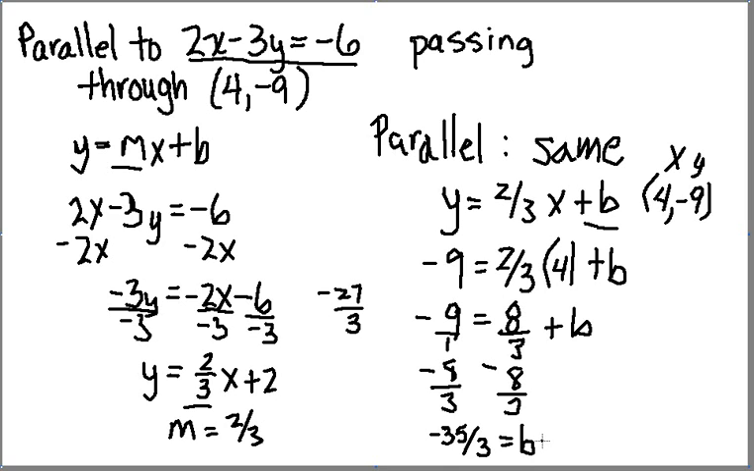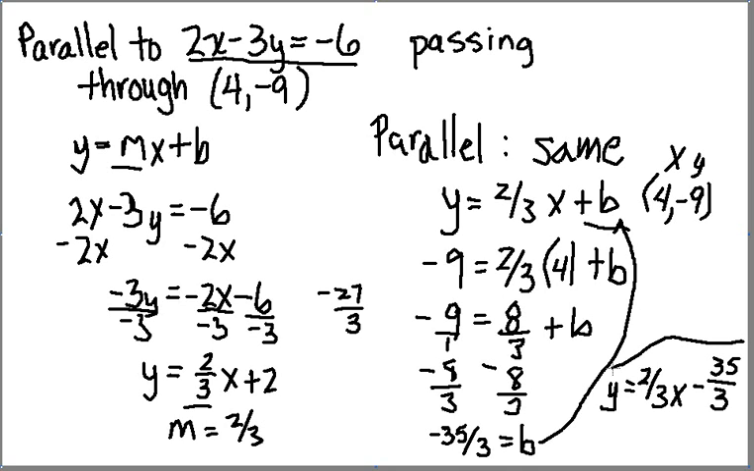And so now, for my last step, I'm ready to rewrite this equation, plugging in for b. So my final answer is going to be y equals 2/3 x, same slope, and now in place of b, I'm going to have minus 35 over 3. So that is the equation of my line that is parallel to 2x minus 3y equals negative 6 and passes through the point (4, negative 9).